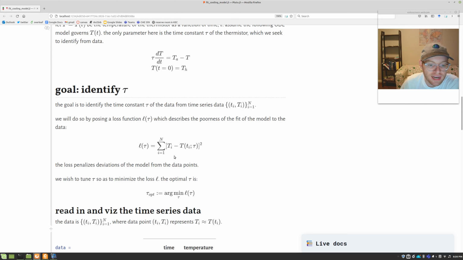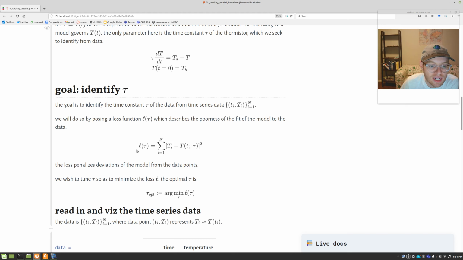So we're going to define a loss function, all right? And it describes the difference between this time series data here. This is a mathematical way of writing the data as time temperature pairs. There's n of them, capital N of them. We're going to loop through all of these data and sum up the squared differences between the temperature according to the data, so the real temperature that we measured, and the temperature predicted by the model at that same time for that particular tau.